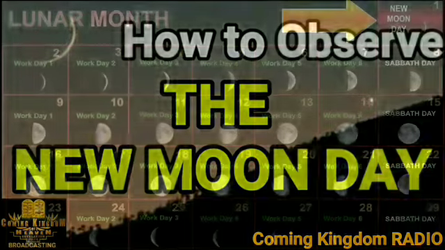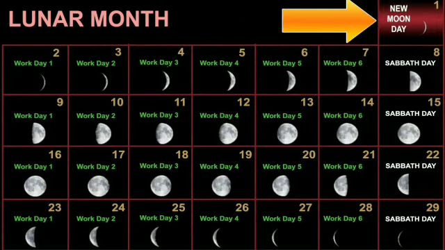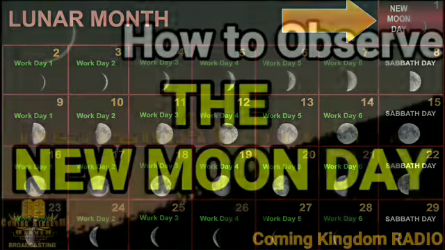So on a new moon day, which is the day after the last Sabbath of the month, we can look at the scripture to see what they did. In that way, we can understand how to observe the new moon day. We can look at Nehemiah chapter 8, verse 1 to 12, where you see that on the new moon day, they went for worship.